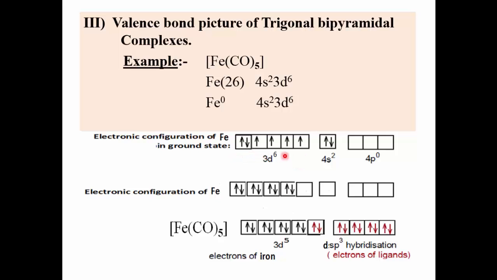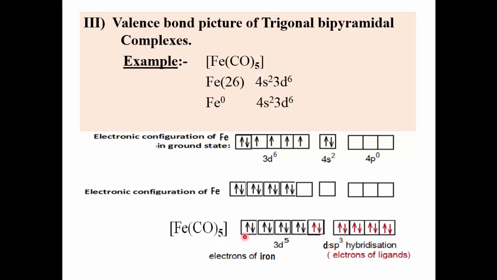In the ground state, there are 6 electrons in the d orbitals, each orbital filled or unfilled. Hence, to vacate a d orbital, there is pairing of all electrons. Got it? In this way, there are totally 8 electrons, and here again 8 electrons. Now this d orbital, s orbital, and 3 p orbitals combine together, and dsp3 hybridization forms 5 hybrid orbitals.